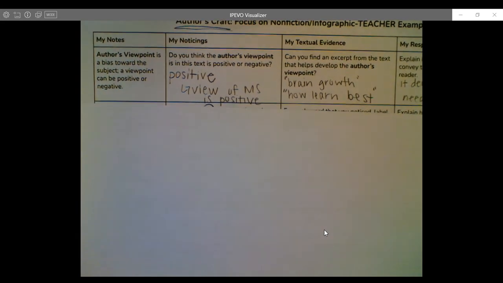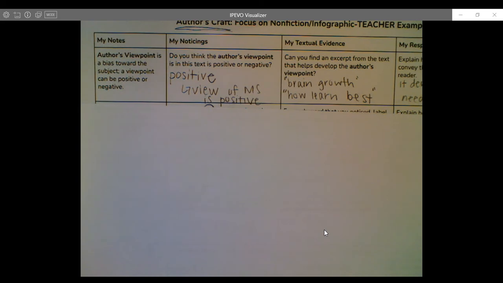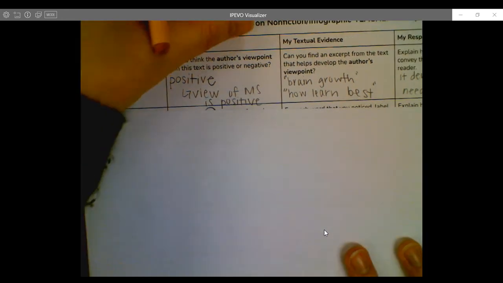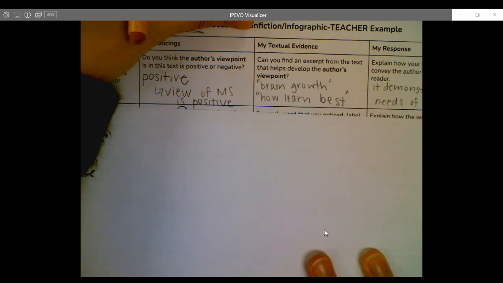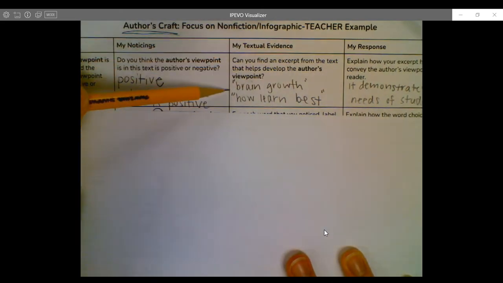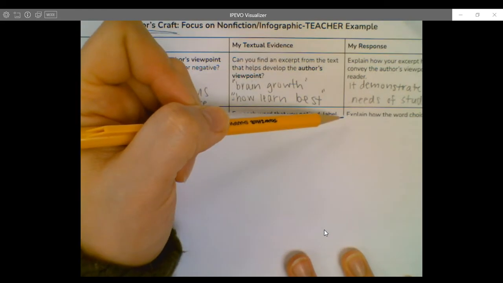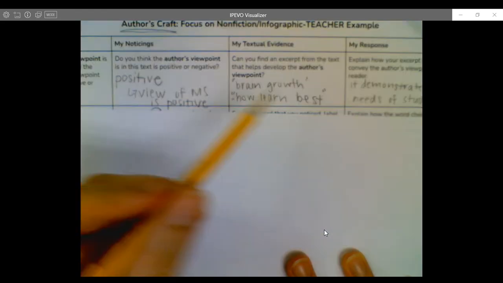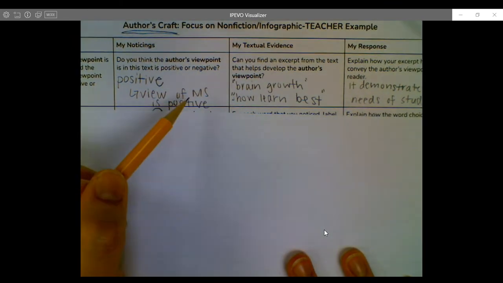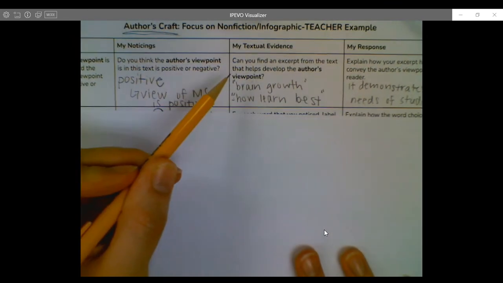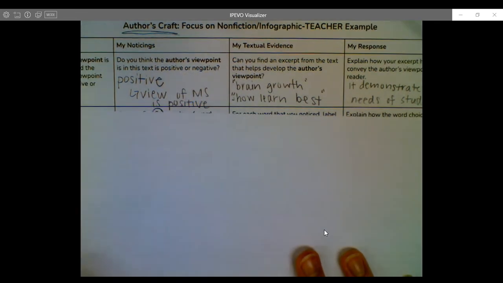Now, I wrote that I think the author's viewpoint of this text is positive, and it's a view of middle schoolers that is positive. So they are trying to show how middle schoolers work and think. I chose to use the text brain growth and how they learn best because it demonstrates the needs of the students. It demonstrates that the author is thinking about what the students need and how their brain is actually working. And I think that's important to know.